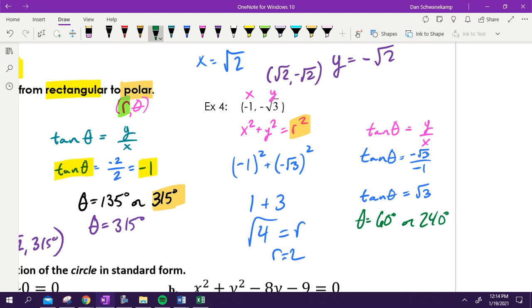Which one of those two do I want here based off of my information? 240, because the x and the y are both going to be negative. So my answer is 2, 240 degrees. That is going to be the same as this original ordered pair. Questions on something we did today? We'll do the other part to start tomorrow.